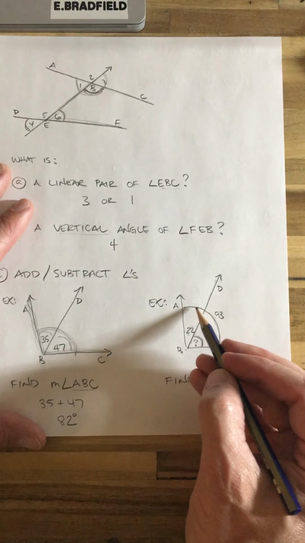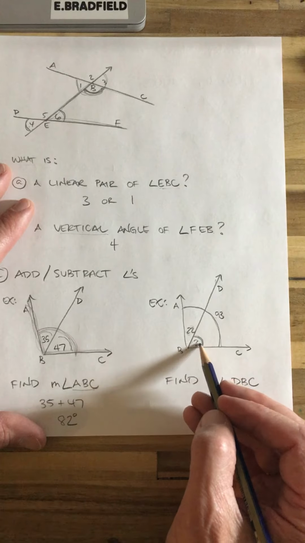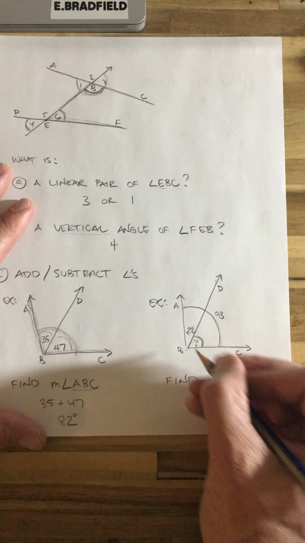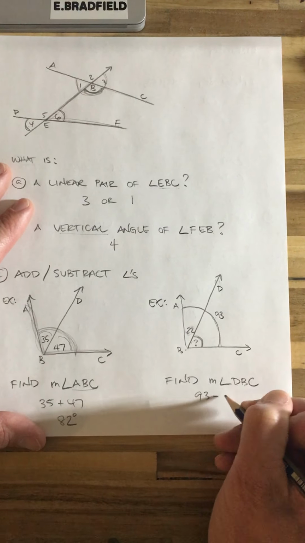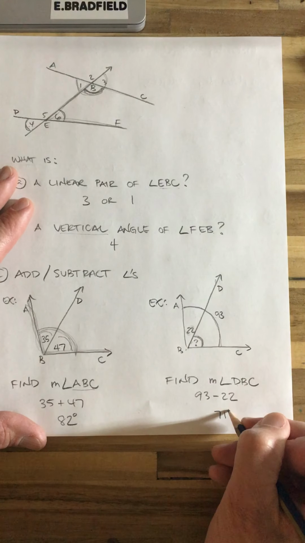If I know the entire angle is 93 and this little piece of it is 22, what do I need to do to get the other piece? That's right, subtract. So 93, take away 22. And I believe that's 71 degrees.